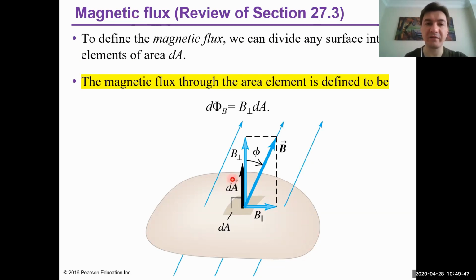So here we have a surface, and we choose very small surface element dA, and we have magnetic field lines like this, okay? And we have two components of magnetic field lines. One is parallel component to the surface, and the other one is perpendicular component to the surface element dA. And the magnetic flux through that very small surface element is given by perpendicular component of the magnetic field times the area. We have done it during the last lecture. This is the magnetic flux phi b here.